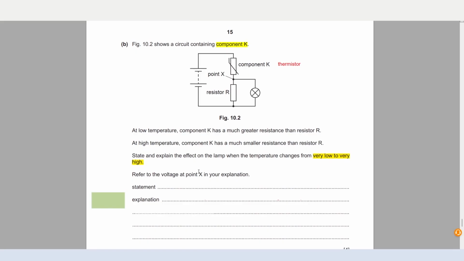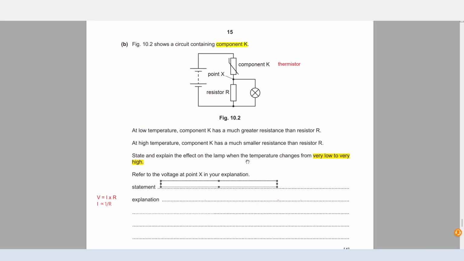So as you know that V equals IR, and I is inversely proportional to R. As R increases, I decreases. Okay, and in the question it says at lower temperature the resistance is high, and at high temperature the resistance is low. So that means the resistance is less now. Okay, and when the resistance is less, the current increases, and when the current increases, the lamp will turn on.